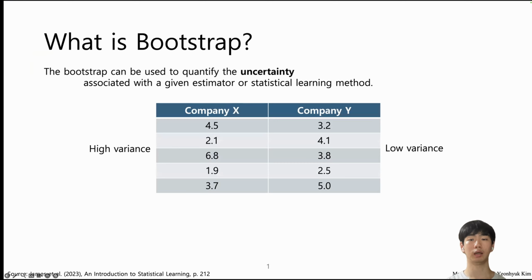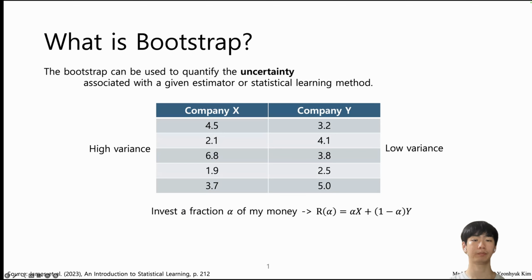Here we have two companies, X and Y, and the rate of return for investment. As we can see through the data, company X has high variance and Y has low variance. I'm going to invest my money with a fraction of alpha, so it will be expressed as a weighted sum, like alpha X plus 1 minus alpha Y. I prefer low risk, which means minimizing the variance. But how can we find the alpha that minimizes the variance with the given data?